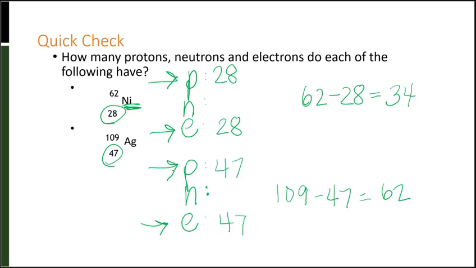And then to find my neutrons, you can see over here, I did the mass number minus protons to get neutrons. So 34 for the first one and 62 for the second one.